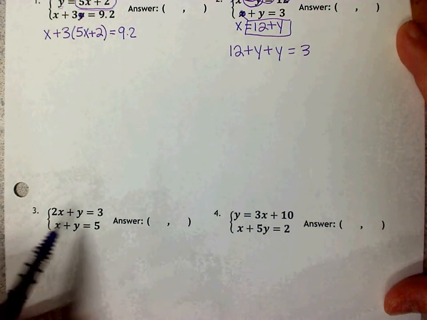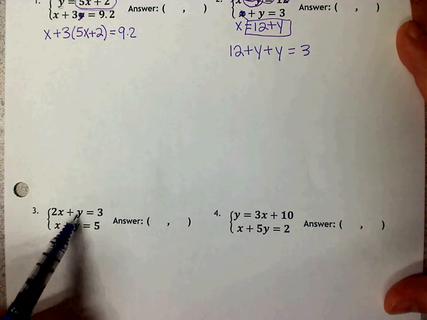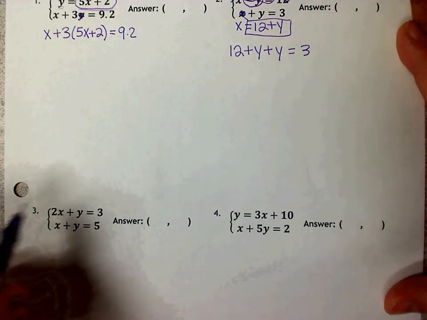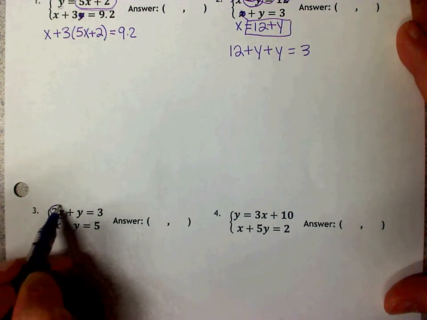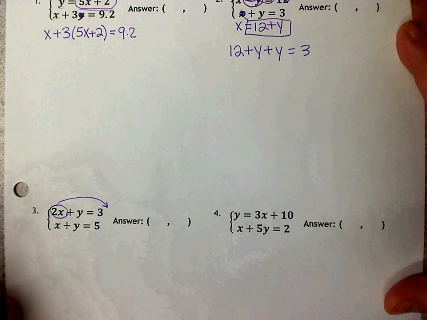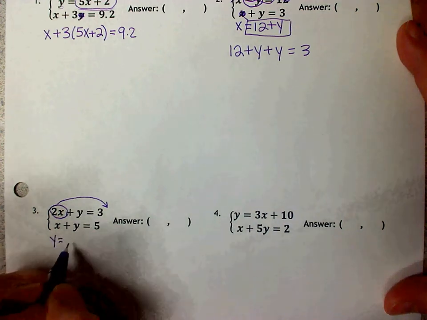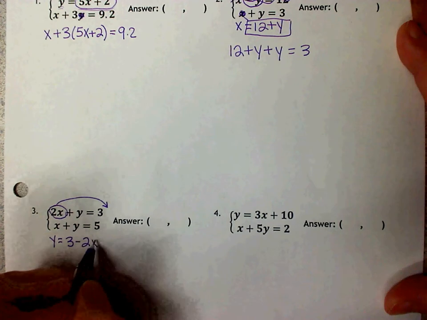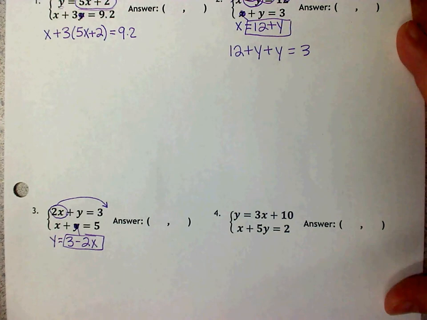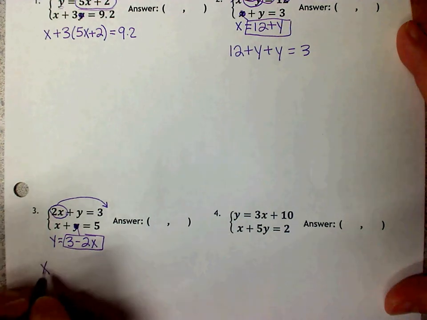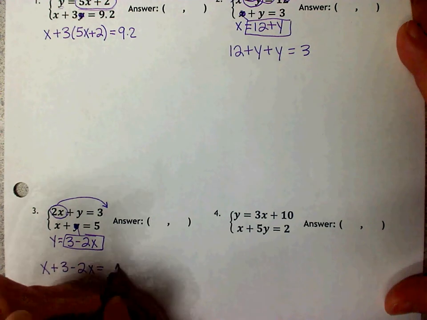Alright, on number 3, you could solve for any one of these variables. It doesn't matter which one. Okay, I'm just going to go out on a limb and say I'm going to take this 2x and subtract that one over. And so my replacement would be 3 minus 2x. Okay, so I'm going to take that and substitute it right there. So I have x plus 3 minus 2x equals 5.